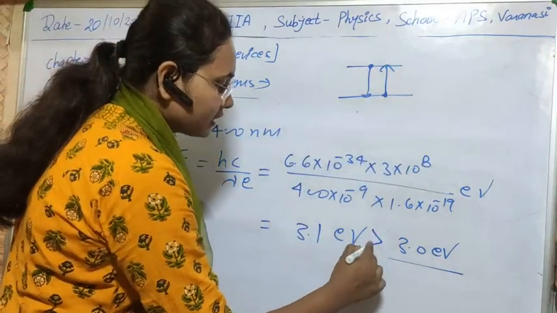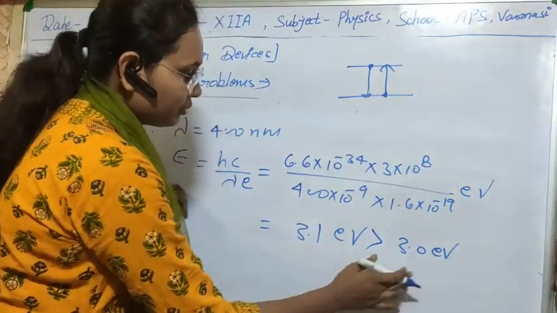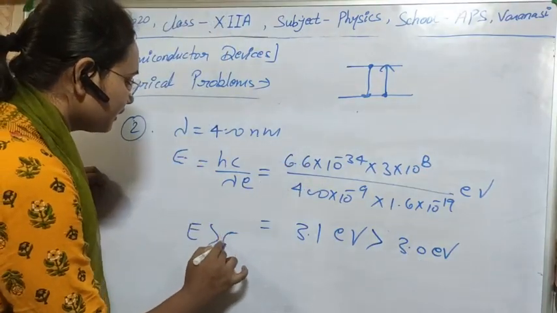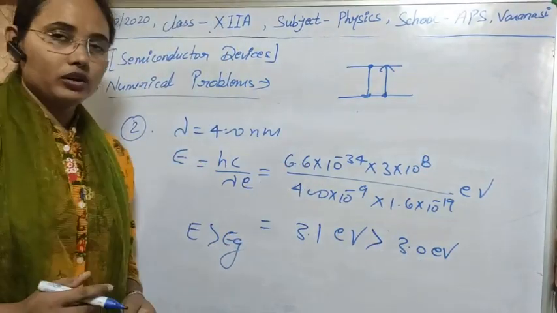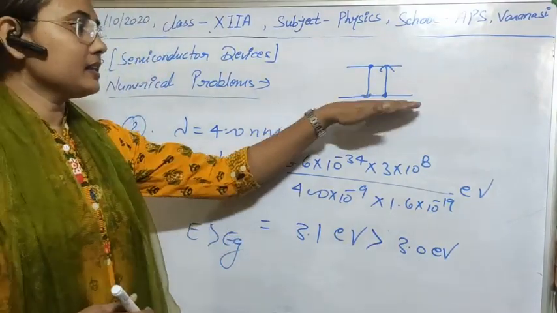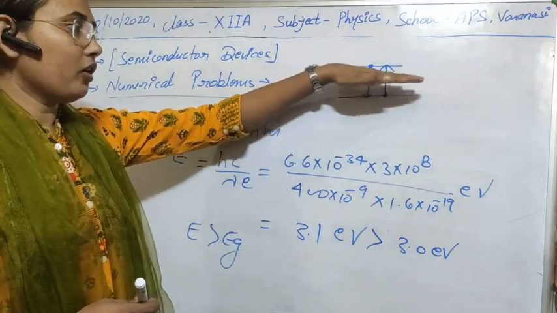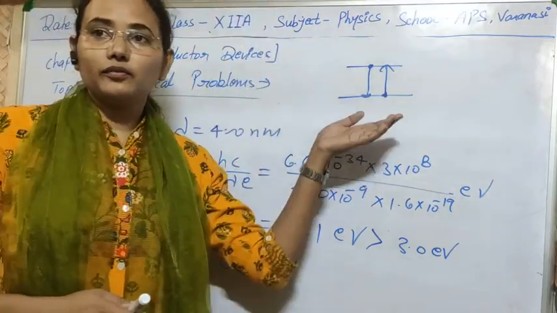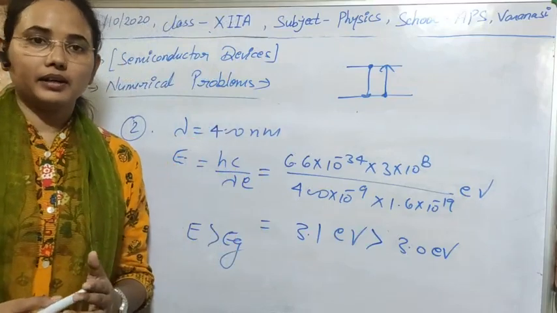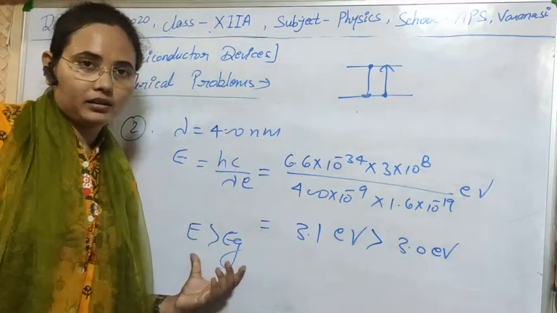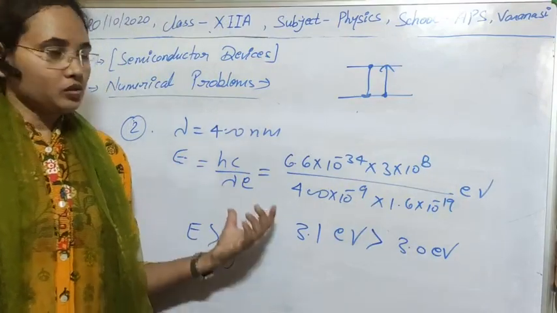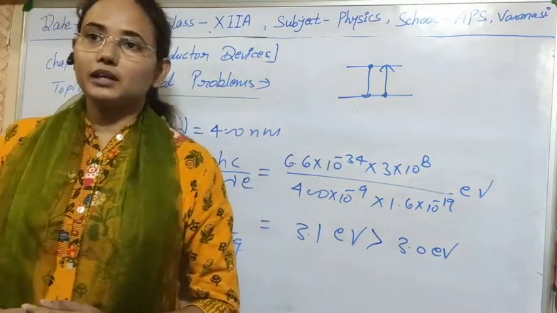As you are seeing, this 3.1 electron volt is greater than 3 electron volt, which means this energy is greater than the band gap energy. If energy is greater than the band gap energy, then it can easily excite an electron from the valence band to the conduction band. So here we will detect some current. Yes, in this condition we can detect some current. I think the problem is simple and clear to you.